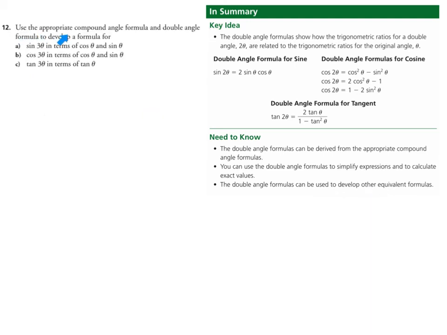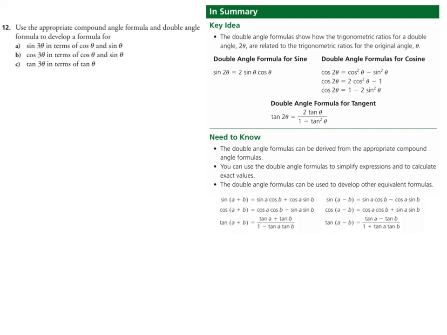Number 12, use the appropriate compound angle formula and double angle formula to develop a formula for sine of 3 theta in terms of cos theta and sine theta. All right, for this question I had to bring in the big guns here. So I've got my compound angle formulas too. The double angle formula is specific, where we have like sine of a plus a. Just to see, sine of 2 theta is just like sine of theta plus theta, right? So sine of theta plus theta.